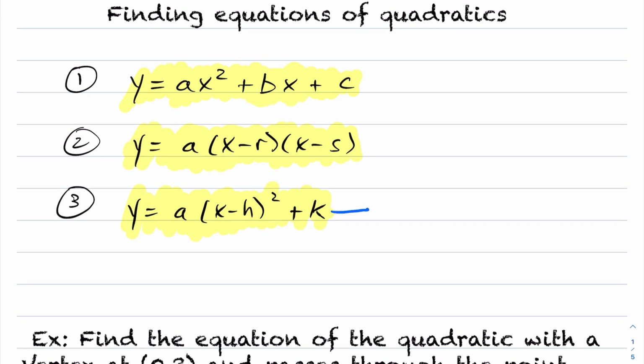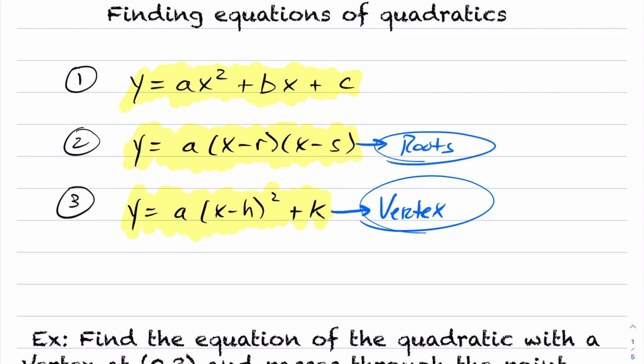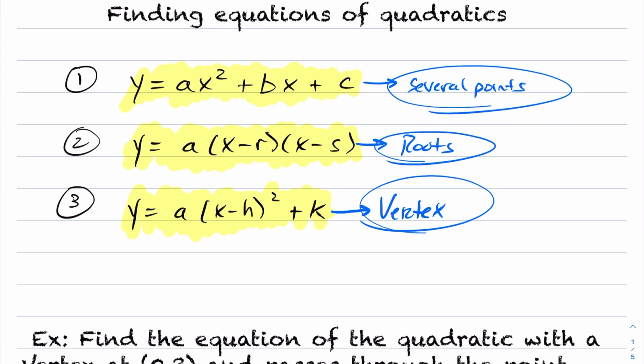Typically, if you're given an equation where one of the pieces of information you have is the vertex, you're going to want to express your quadratic in vertex form. If, however, one of the pieces of information they give you is the roots, you're going to want to express your quadratic in factored form. And lastly, you're typically going to use standard form if you are given several points. Then you can go ahead and express your quadratic in standard form.